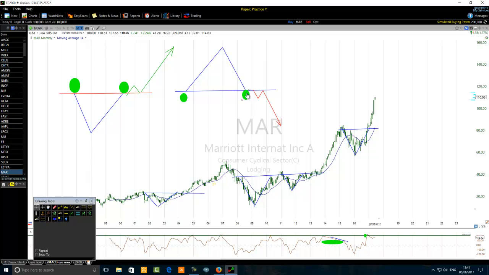All right. The financial instrument that we're going to use for the demonstration of breakout trading signal at the cycle point is Marriott International Incorporated, ticker MAR, Mike Alpha Romeo.